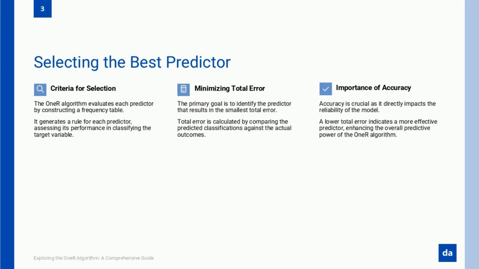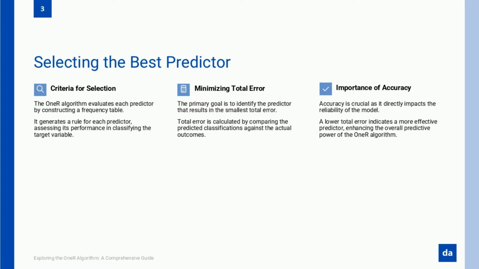But this isn't just about minimizing mistakes. It's about accuracy, reliability, and interpretability. Accuracy matters because it directly impacts the predictive power of the final rule. The goal is to identify the predictor that produces the smallest total error, and in doing so, enhances the algorithm's ability to make consistent and meaningful classifications. Think of it like judging a competition where the winner isn't just the fastest, but also the most consistent performer.